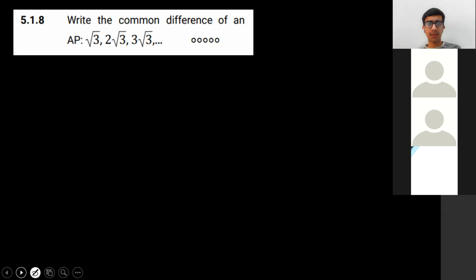Okay, let's move to some questions now. It's a very easy question, very easy chapter. AP is a very easy chapter until and unless you make a silly mistake in calculation. A very scoring topic.